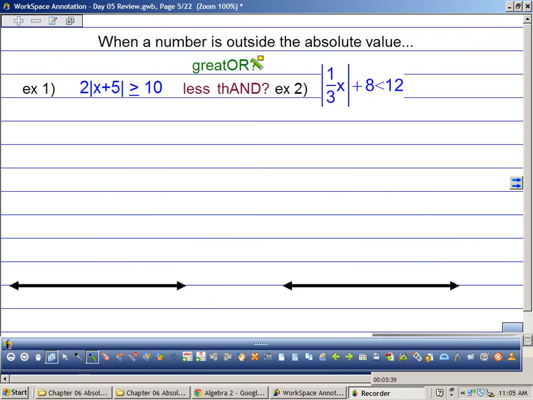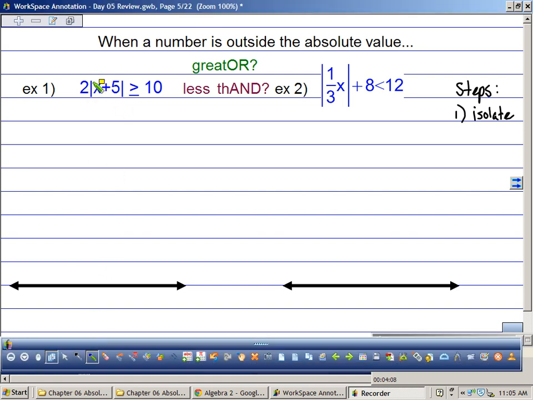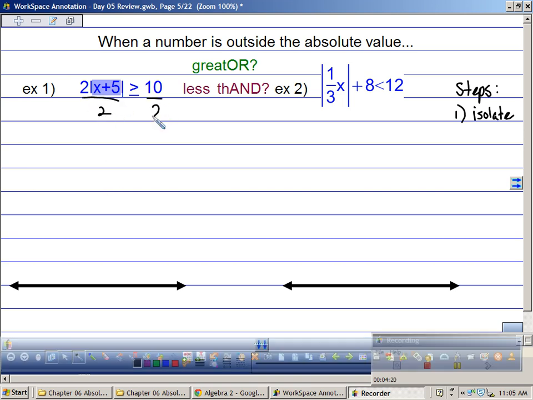Okay, let's continue. When a number is outside the absolute value. Okay, so we talked about steps. What was always step number 1? We want to get the absolute value by itself. We call that isolate. So example number 1, what would I need to do, Jesse, to isolate this absolute value? The absolute value's got a 2. How could I get rid of the 2? Divide. I'm going to divide both sides by 2.